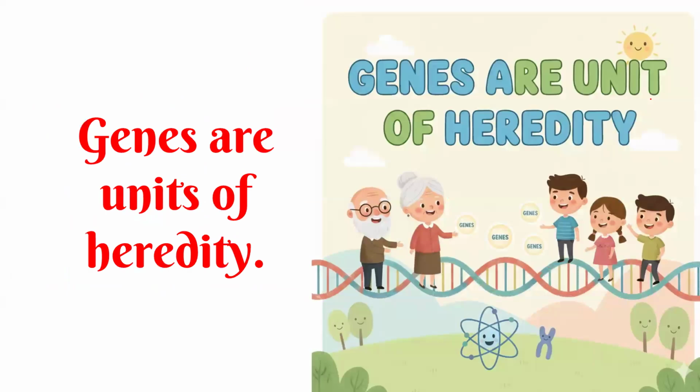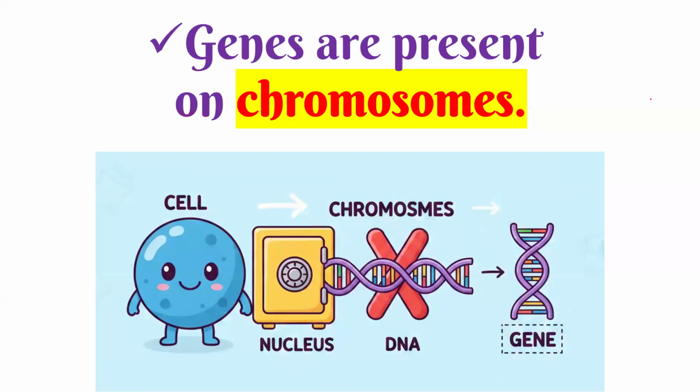Genes are the units of heredity. So we told that heredity is passed through genes. Where are genes present? On the chromosome. Heredity is the transmission of traits, and the trait is passed through genes. Genes are present on the chromosome.